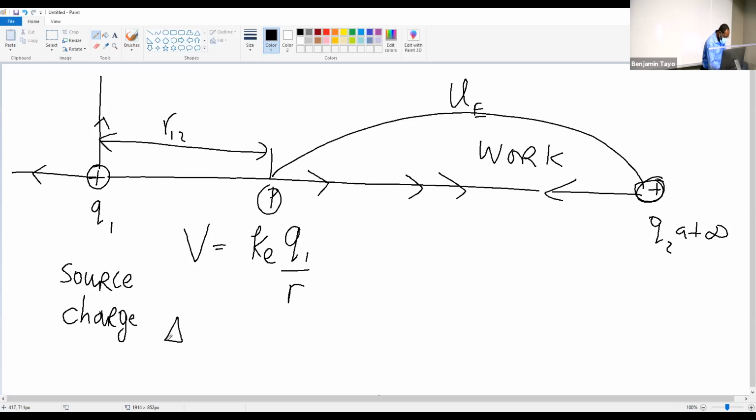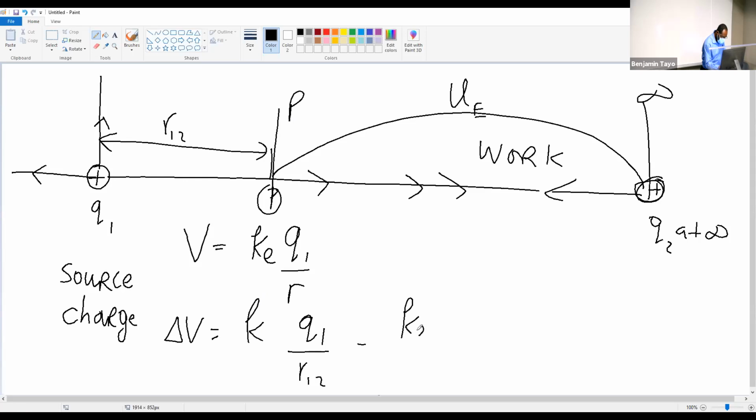So what is the potential difference between point P and the point at infinity? It's going to be kE Q1 over R12 minus kE Q1 over infinity. So this is just going to be equal to kE Q1 over R12.